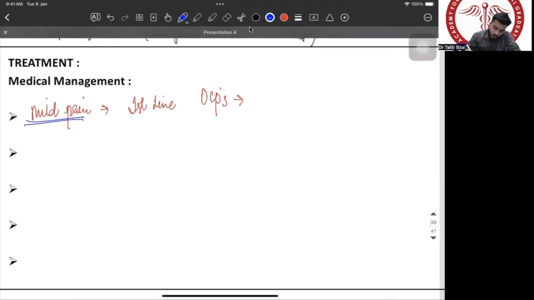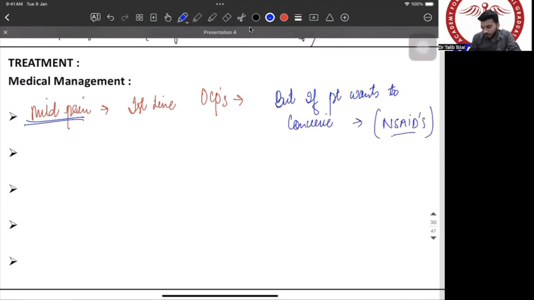But if the patient wants to conceive, then stop OCPs and give NSAIDs for the mild pain.